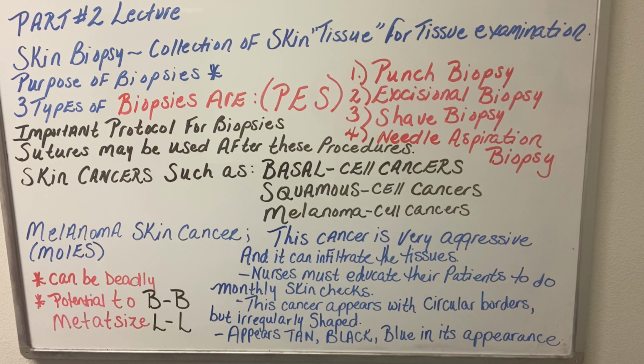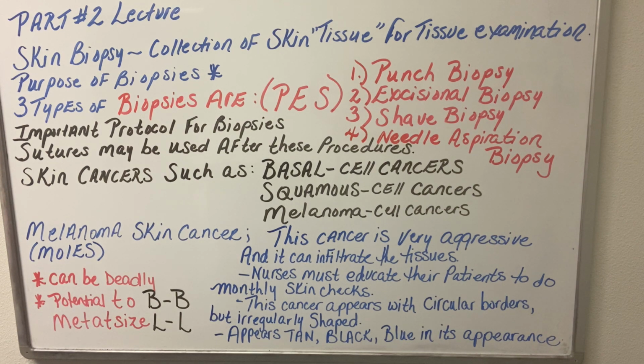It's a cancer that looks like no other type of skin cancer, because melanoma appears more blackish, tannish, bluish. It has a different type of coloring. It's kind of irregular shaped, but it's also circular shaped. So this kind of cancer will stand out to you. Again, it comes in different colors, so it distinguishes itself from the basal and the squamous cell type of cancer.